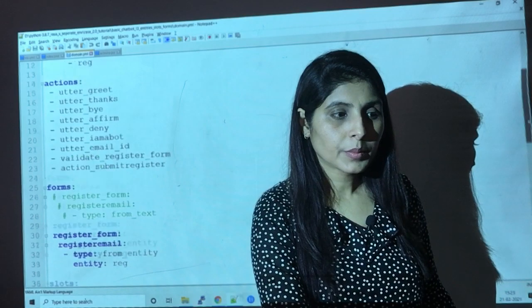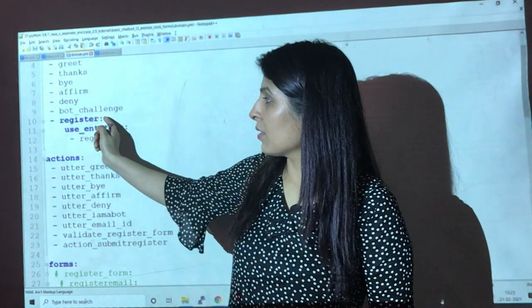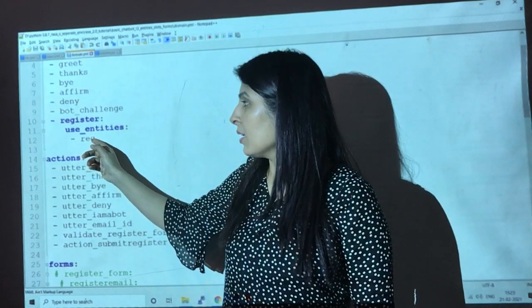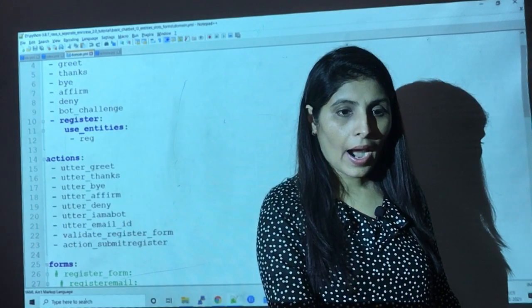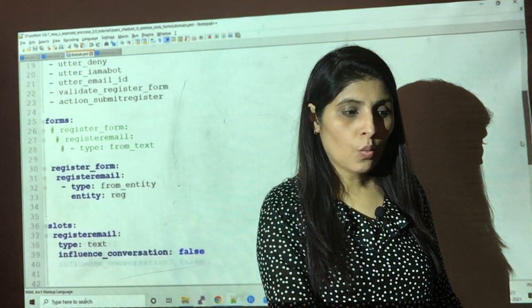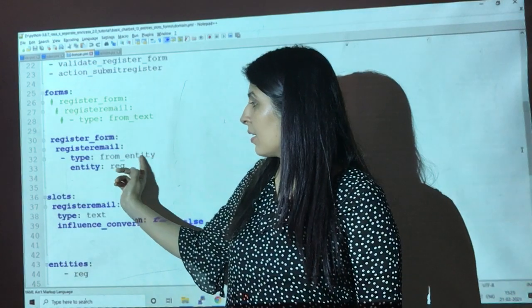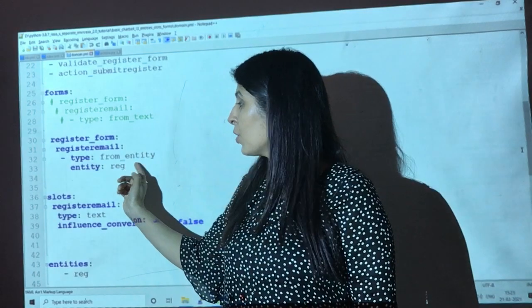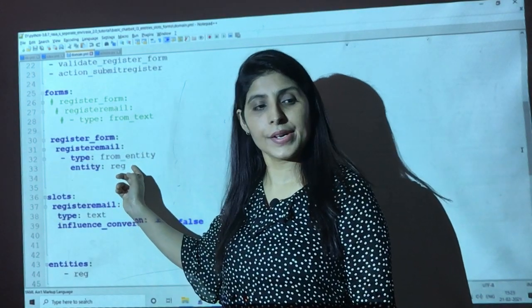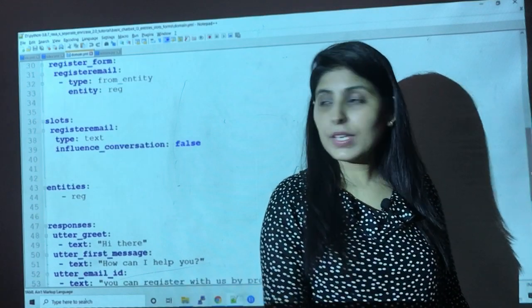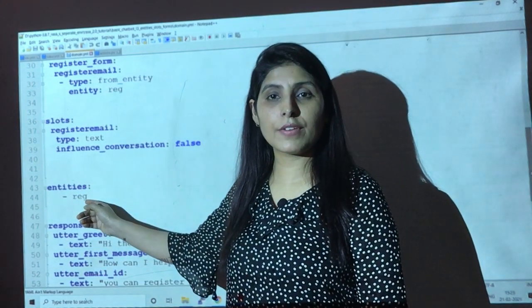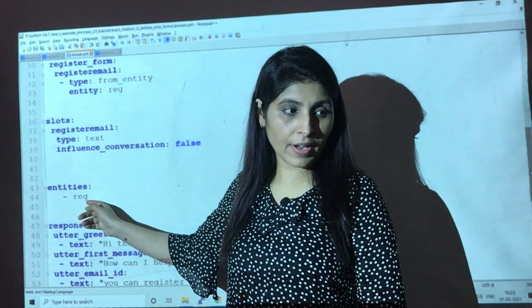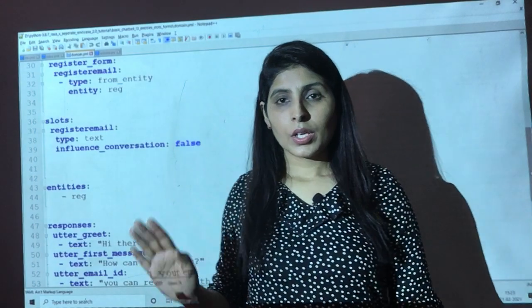First of all, under intents, where you are writing the intent name, here we are mentioning that this particular entity belongs to this particular intent. And then while creating the form, we are writing over here that we want to get data from entity, and we want to get data specifically from this entity. And we have created entities, and under entity we have defined the name of the entity which we have created, which we have used in our nlu.yml file. Okay, clear? These things clear?